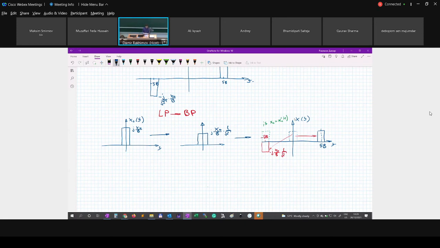And maybe next time we'll already start discussion about stochastic signals, because we were able to solve almost everything from low pass, band pass transformations.